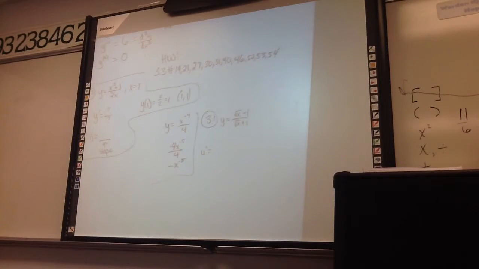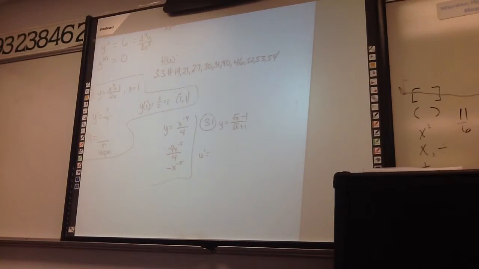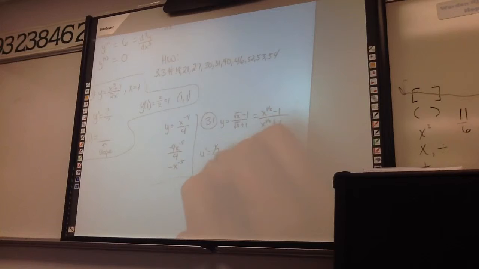How do you do the derivative of a square root? Power rule works. Square root of x is x to the 1/2 power, right? So you could rewrite this as x to the 1/2 minus 1 over x to the 1/2 plus 1. When you do the top, you have 1/2 x to the 1/2 minus 1, which is negative 1/2. That'd be the derivative of the top. You could handle the rest. That's 31.